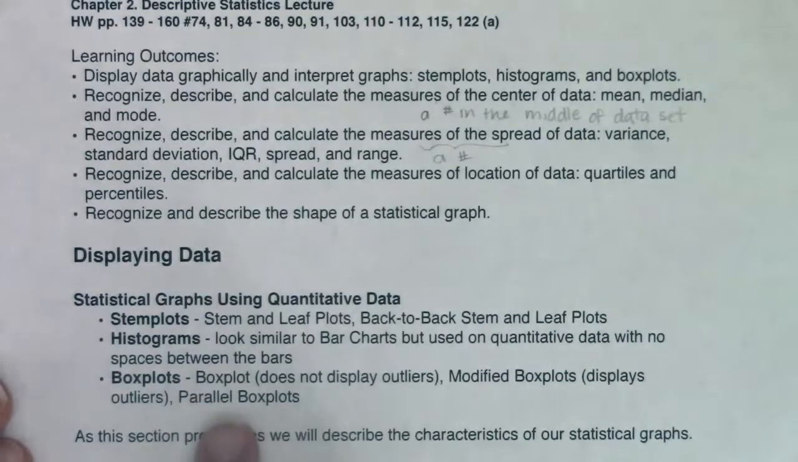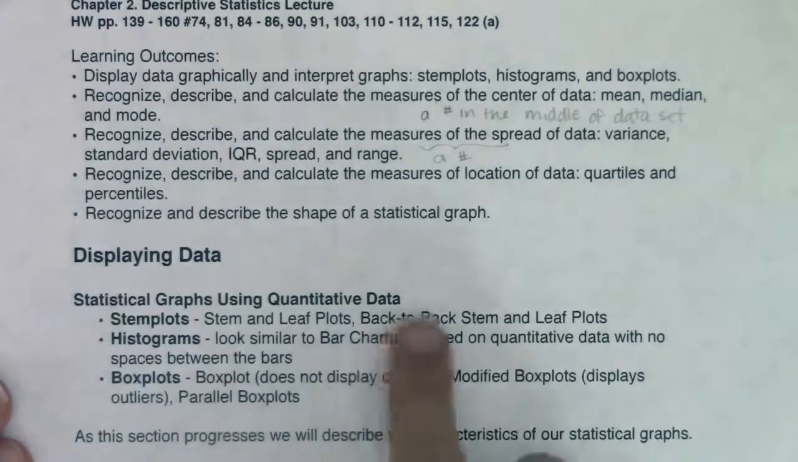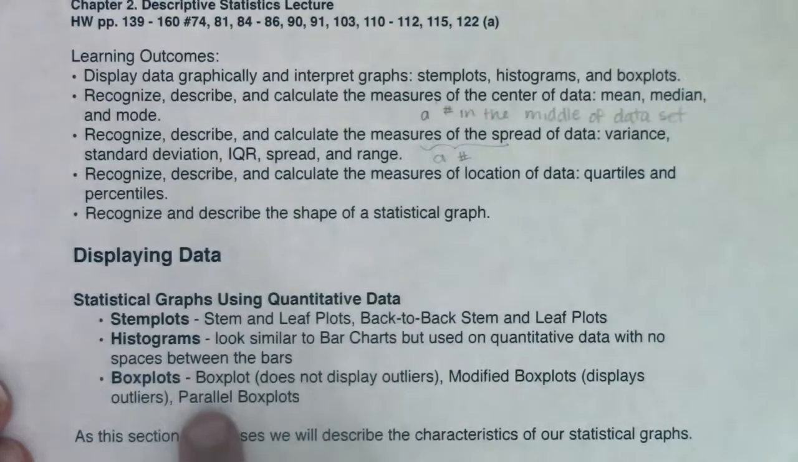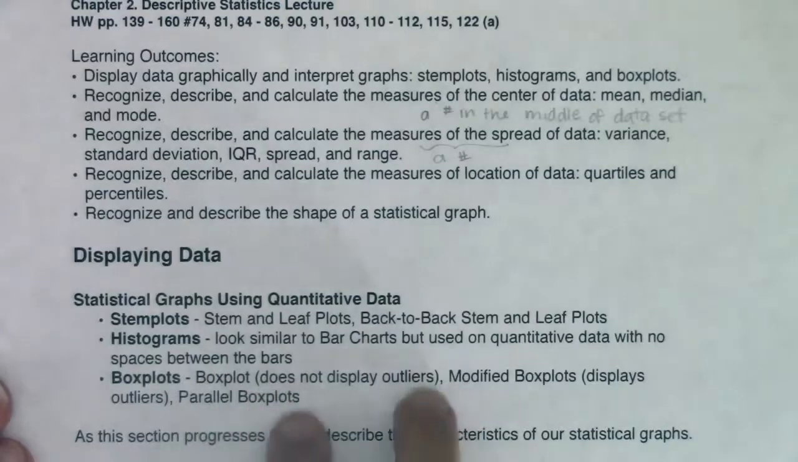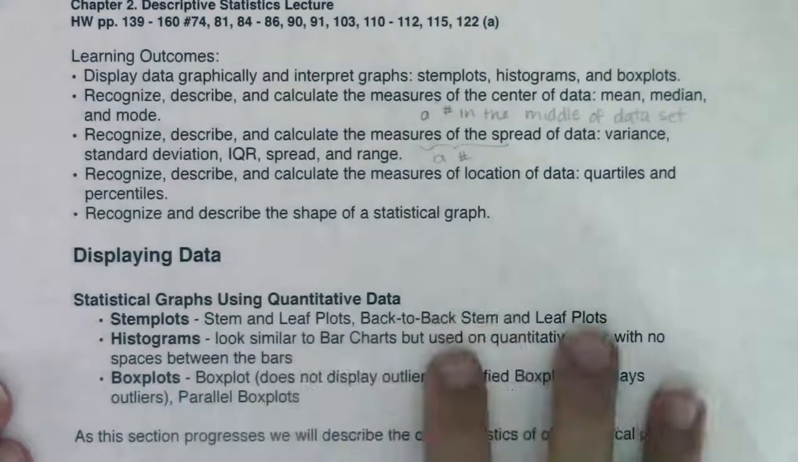When we talk about parallel box plots, again, like back-to-back stem and leaf plots, this is when we will be comparing two data sets at the same time. So one box plot, great, that means one data set. Parallel box plots, I've got at least two box plots and at least two data sets I can compare.